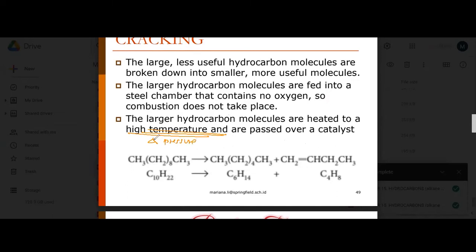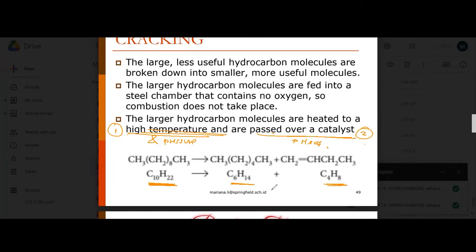This is the first way to crack the hydrocarbon. The second way is to pass it over a catalyst and use heat. So: high temperature and pressure, or high temperature and a catalyst. You can see that a very large hydrocarbon, C10, could be broken to form hexane and butene.